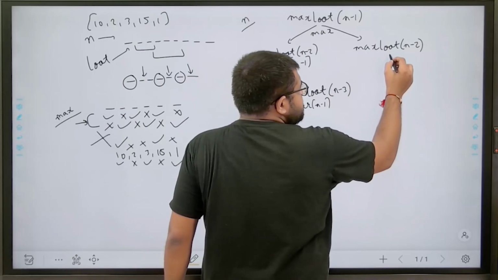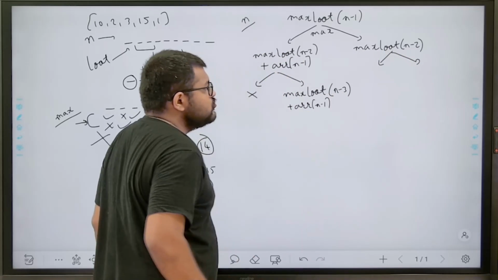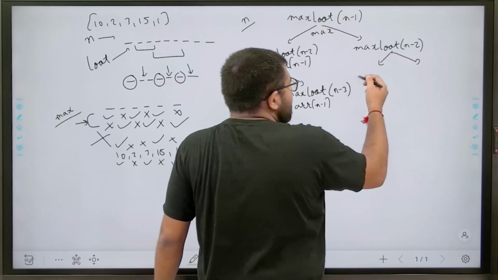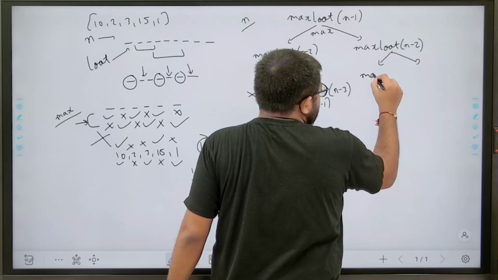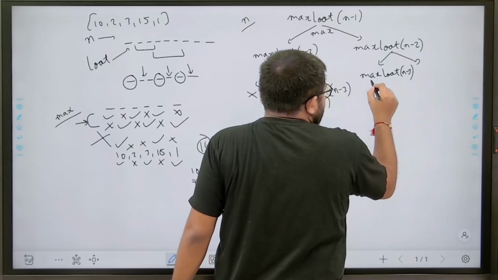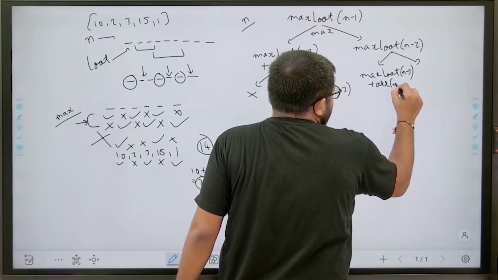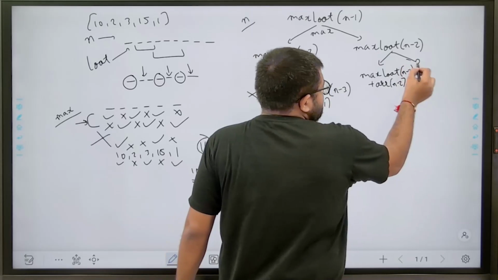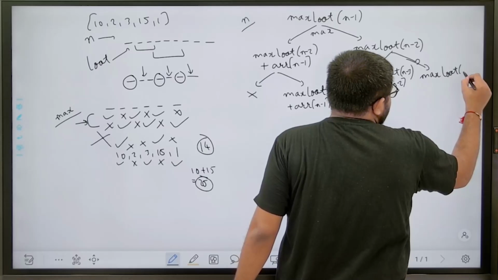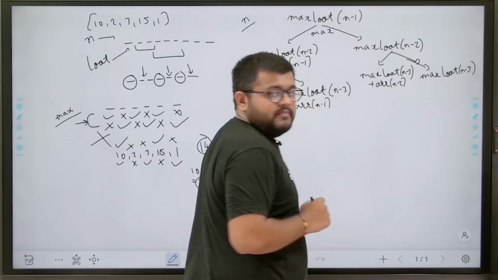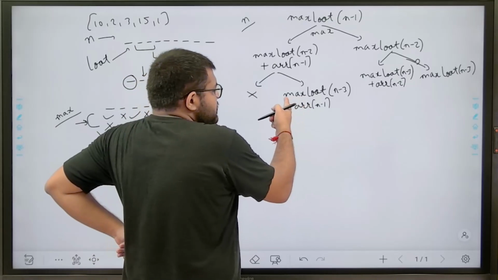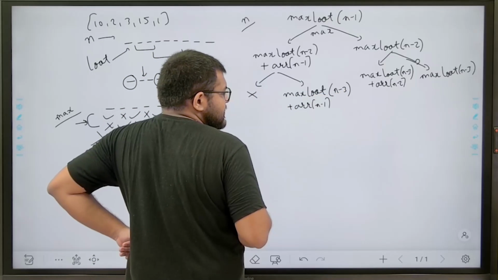Here I have not considered anything as yet. So here I have two choices: either consider the house at index n minus 2 or not consider it. If I consider it, my answer would be max loot up till index n minus 3 plus array of n minus 2, and if I do not consider it, it would be max loot up till index n minus 3. Now if I go further, here this is max loot among the first n minus 3 elements.